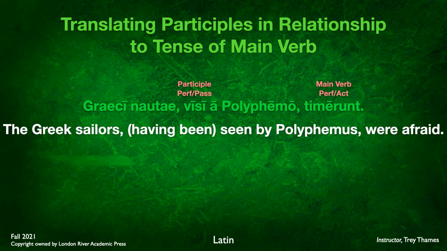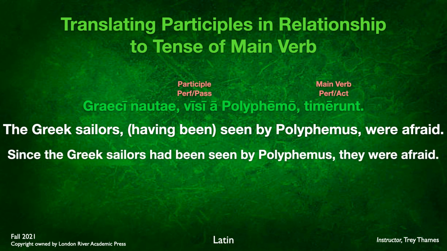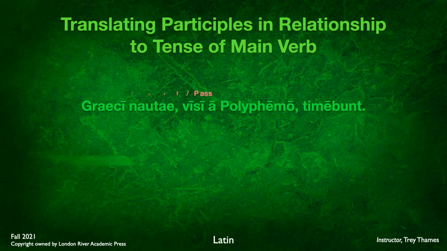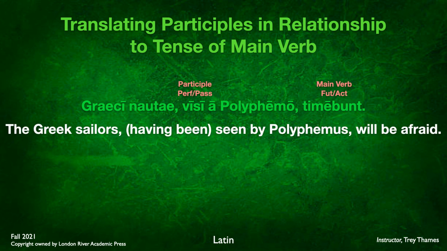But let's look at the literal translation first. The Greek sailors, having been seen by Polyphemus, were afraid. But if we're going to make it a little bit more nuanced, since the Greek sailors had been seen, there's that past action. Since the Greek sailors had been seen by Polyphemus, they were afraid. Now let's shift that main verb to the future tense. Graeci nautae visi a Polyphemo timebunt. Again, the participle is in the perfect passive form. Timebunt is the future form. The Greek sailors, again, having been seen by Polyphemus, will be afraid.